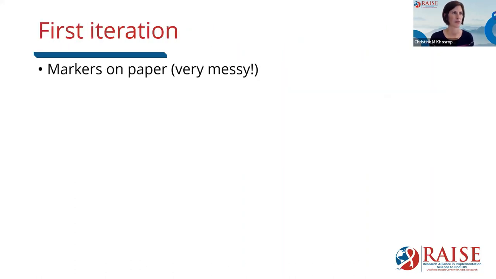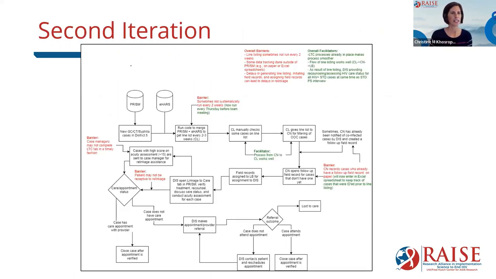Next slide, please. So our first iteration, unfortunately, this was back in 2017, and I thought I had taken pictures, but I can't find them. So it was markers scratching out on paper, and it was very messy. Next slide. And then Tigran, using one of the softwares that Arianna mentioned, Draw.io, put this together in electronic format. Here we've delineated the barriers and facilitators in red and green, respectively.